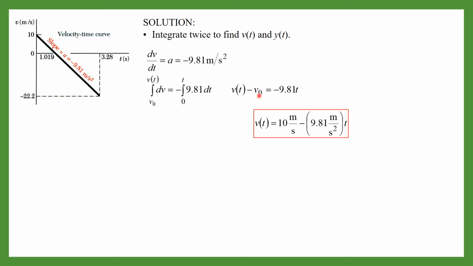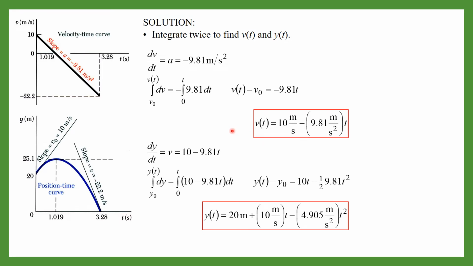So this is how you can calculate the velocity as a function of t. Now we know that the initial velocity is 10 meter per second, so we can take it to the RHS. So this is our equation: Vt is equal to 10 meter per second minus 9.81 meter per second square into t. This is the answer to the first part.